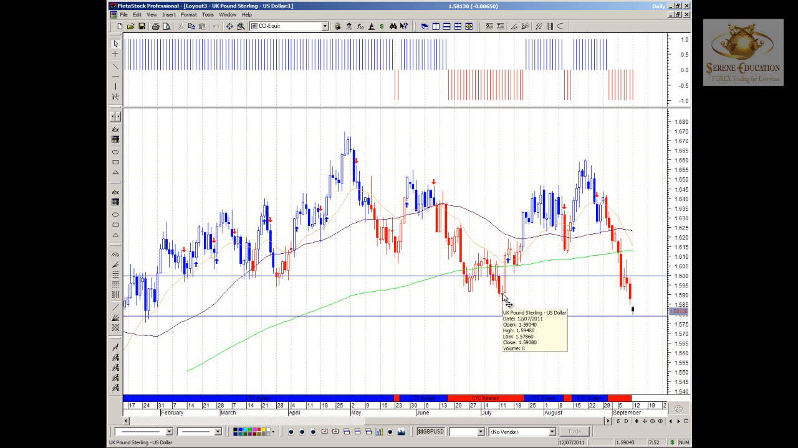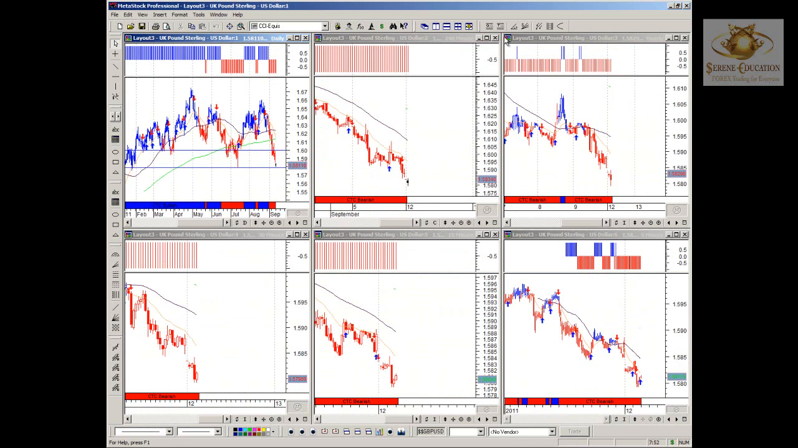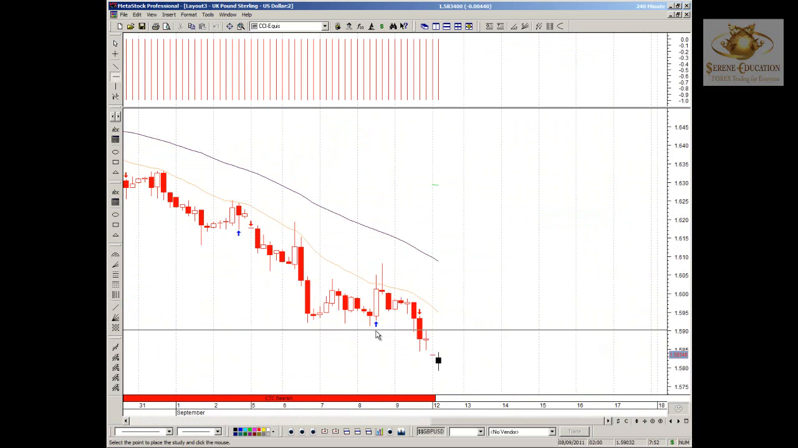So the low of 1.5786, price has to be trading below that in order to be considered still bearish. Let's put that figure in right now so we can see it.